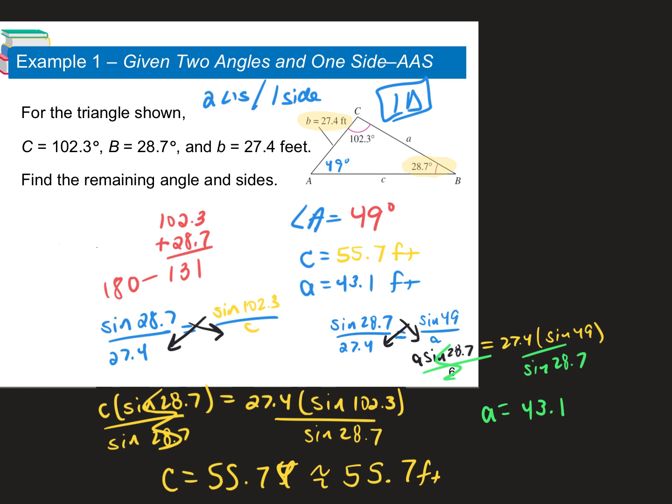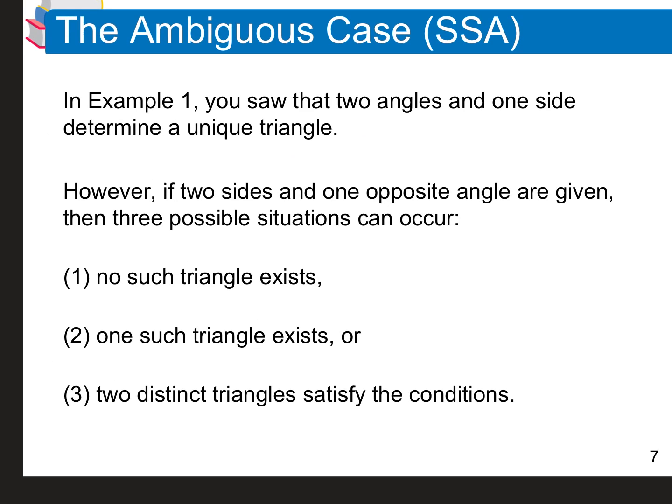But notice, the first thing you should do is survey the information they gave you, because in this case, they gave us what to begin with? 2 angles and 1 side. When they give you 2 angles and 1 side, the only possibility is 1 triangle, and you'll see what I'm talking about here in a second. So let's move along. It says right here in example 1, you saw that 2 angles and 1 side determine 1 unique triangle. If you are given 2 sides and 1 angle, there's 3 possibilities that could happen.